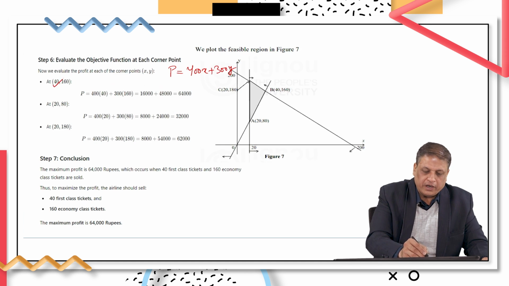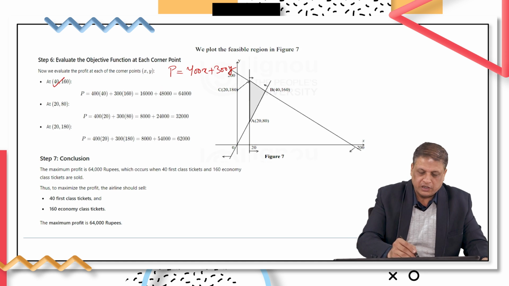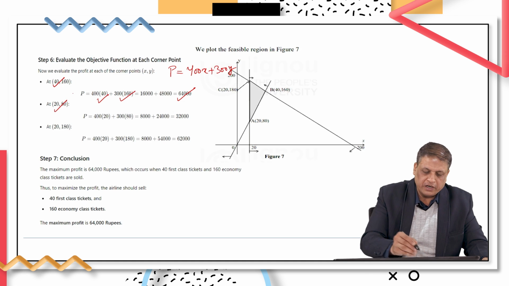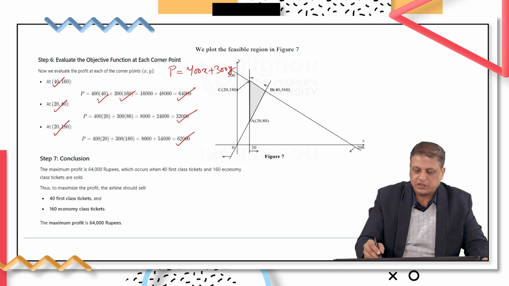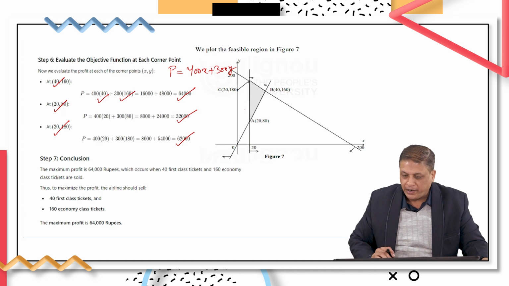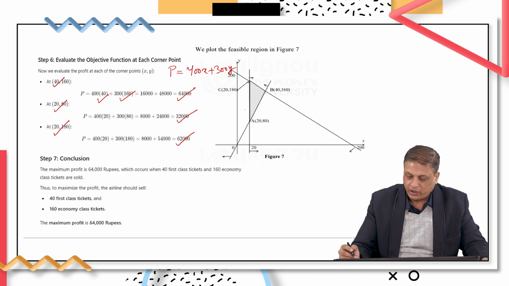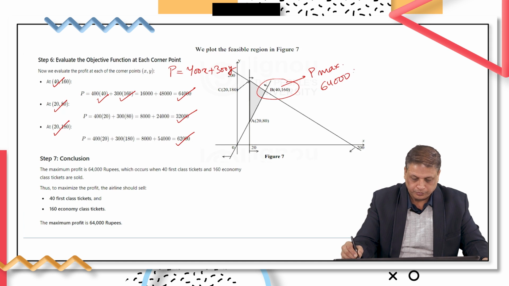So, for point A, for 40, 160, 400 into 40 plus 300 into 160 turns out to be 64,000. Similarly, at point 20, 80, this profit turns out to be 32,000. For point 20, 180, this turns out to be 62,000. So, that means at the point 40, 160, the profit is maximum and it is 64,000.